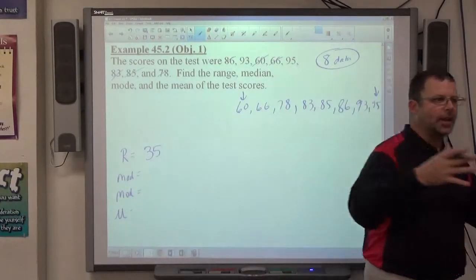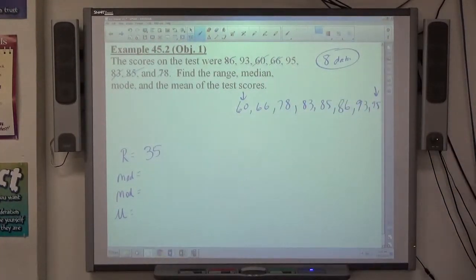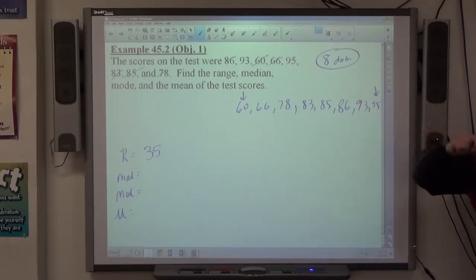Again, range just gives me an idea of how much discrepancy there is between the biggest and smallest numbers. The bigger the range, the more variance there is. If the range is like 2, most of the numbers are right in the same place, right? But if the range is bigger, then those numbers get more spread out.